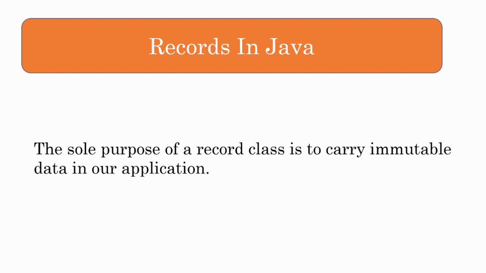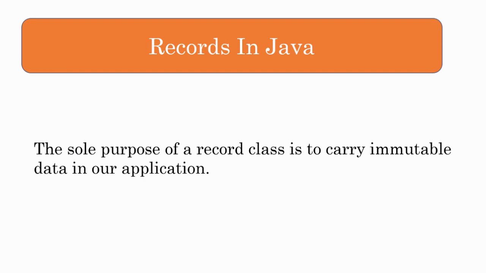So we don't need to generate all these getters, setters, toString, and so on explicitly. The moment we create a class using the record keyword, all this boilerplate code is generated for us.